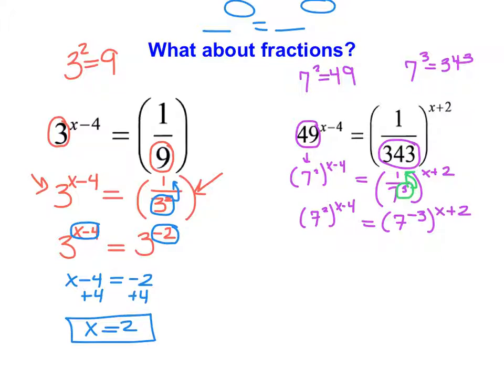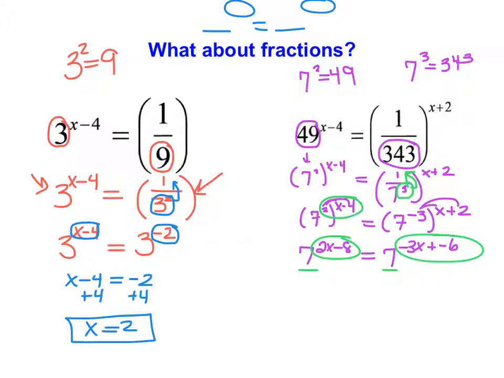Then from here I can utilize the powers to powers, so this really becomes 7 to the power of 2x minus 8 is equal to 7 to the power of negative 3x plus a negative 6, or minus 6, however you like to think about it. Remember that you have to multiply both terms by that exponent attached to the 7. Then from here, because we have common bases, we can set our two exponents to be equal. So we have 2x minus 8 is equal to a negative 3x plus a negative 6.